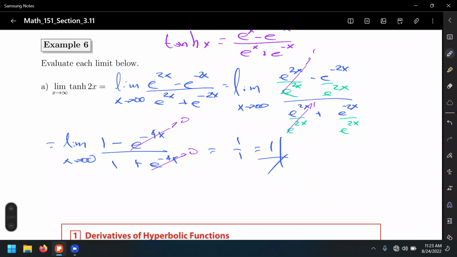Yes. So if we have the top, which is e to the 2x minus e to the negative 2x, and then on the bottom we have the exact same thing, why can't we just call that 1 since it's the exact same thing? Oh, never mind. Or because of the signs, right?